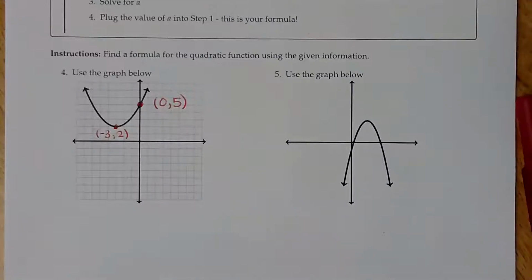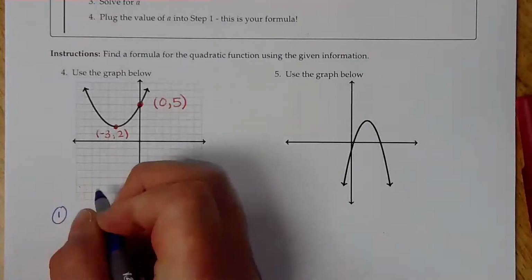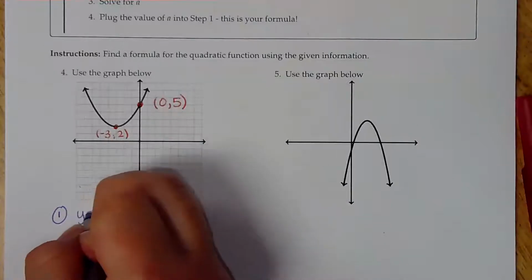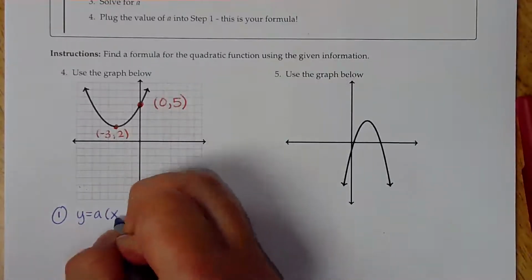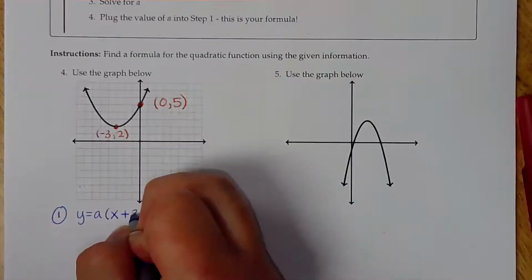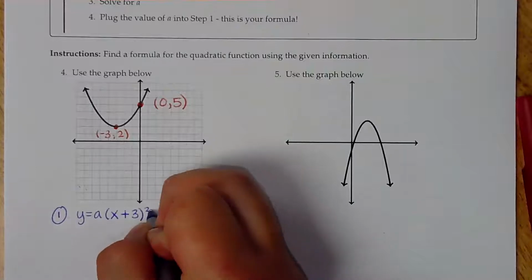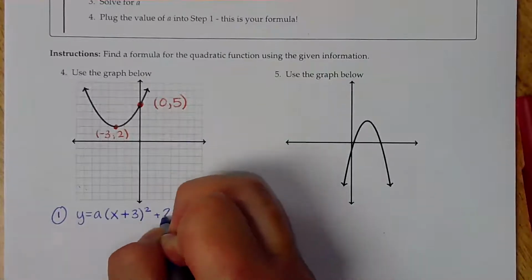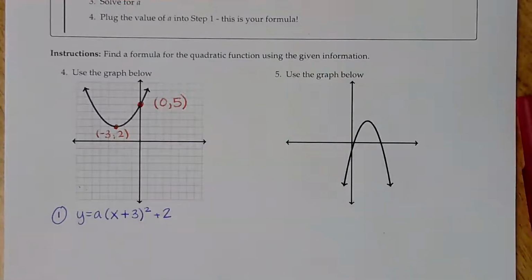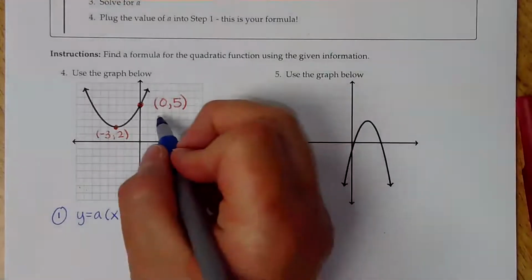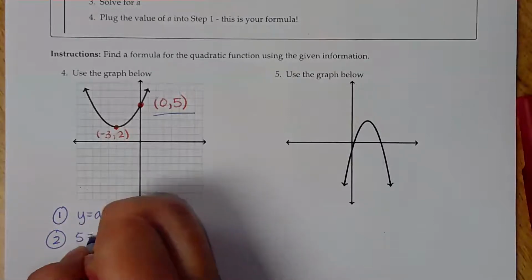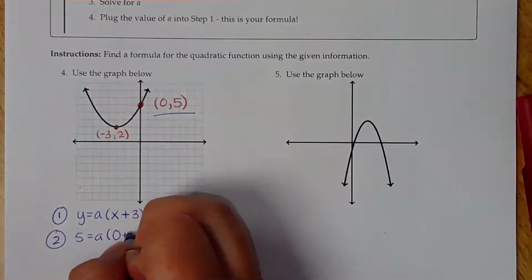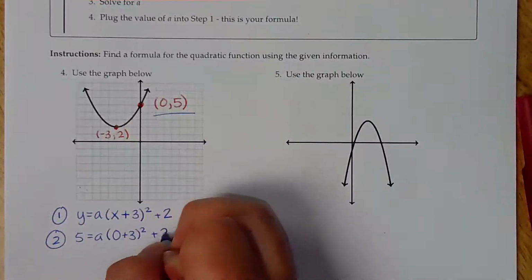And step 1, I'm going to fill this in. So I have y = a(x - h), so x minus a minus 3 will be plus 3, squared, and then plus k, so plus 2. So there's my h and k plugged in. And then next I'm going to plug in this point here. So I get 5 = a(0 + 3)^2 + 2.